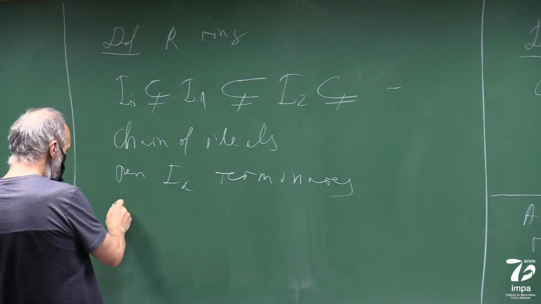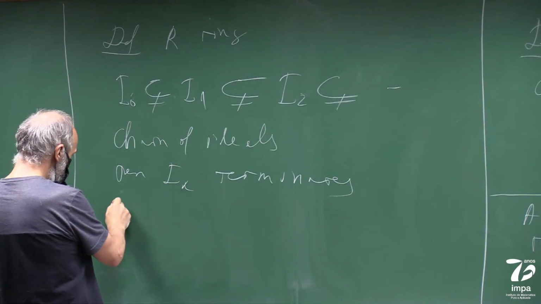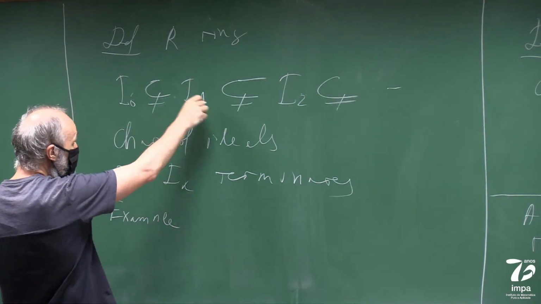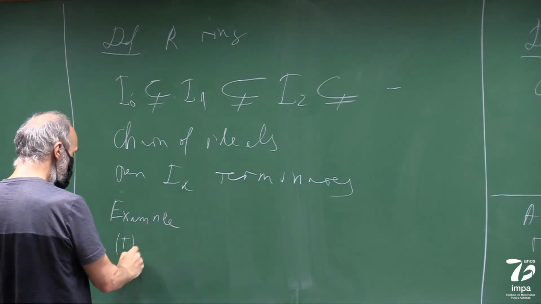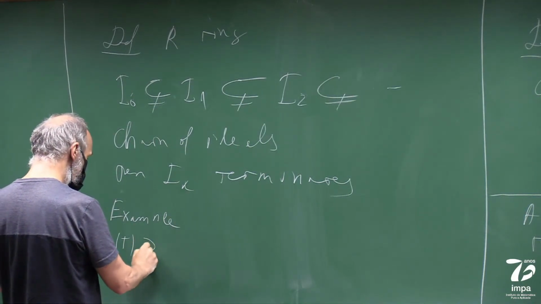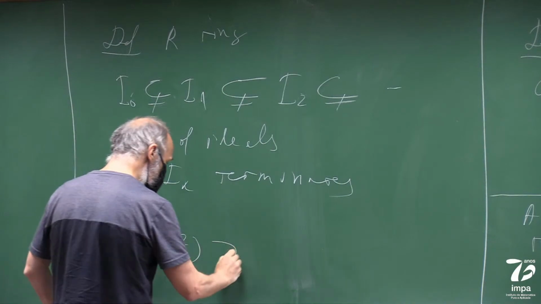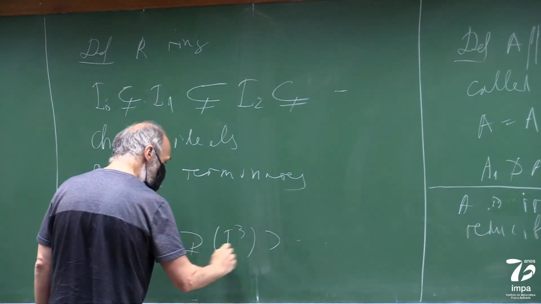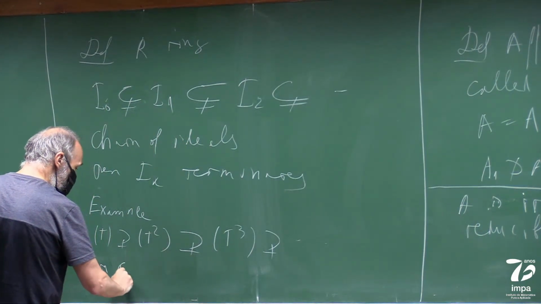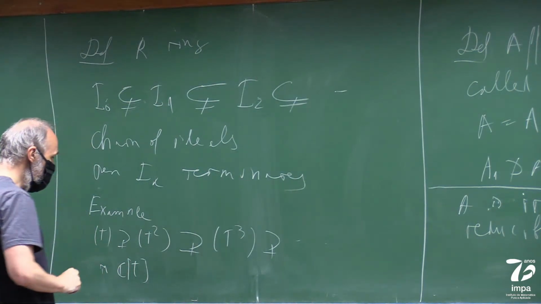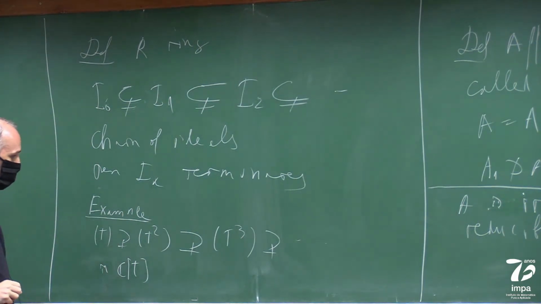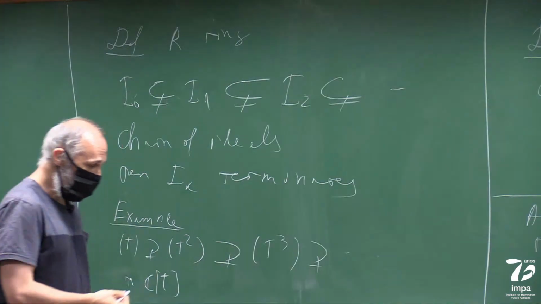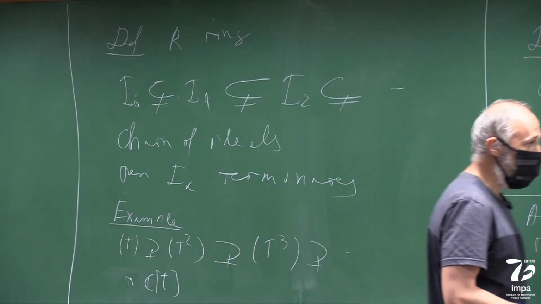So, for instance, here is a counterexample where you cannot take the opposite condition. You take ideal (T), which contains ideal (T squared), and this contains ideal (T cubed), and so on. This is a descending chain of ideals, which are not equal, in, say, polynomials of one variable. But if you try to take an increasing chain of conditions, this won't work. You can check it right now as a good exercise.